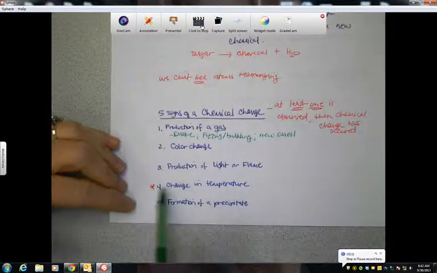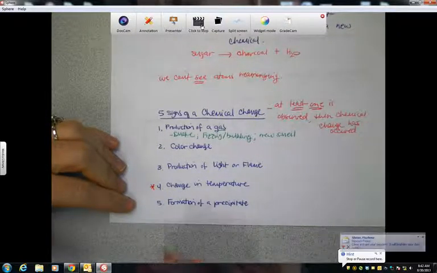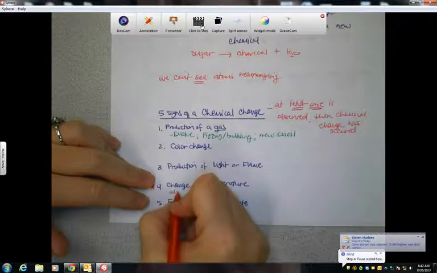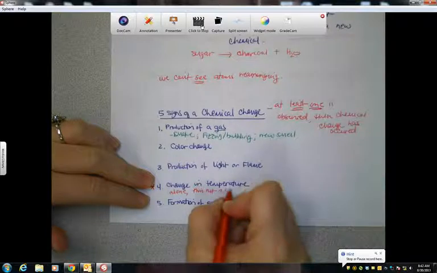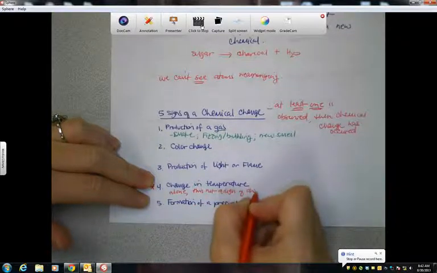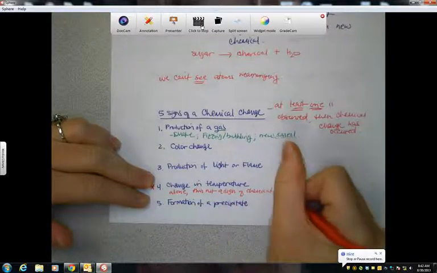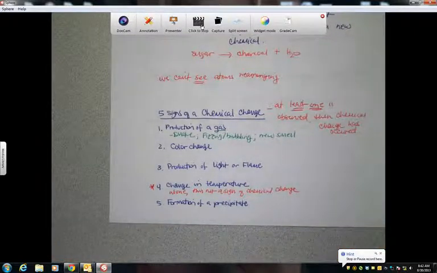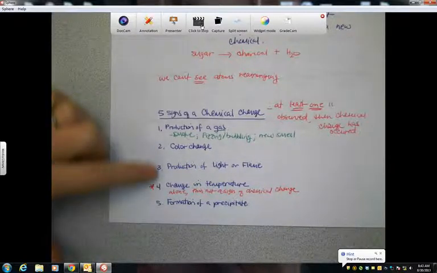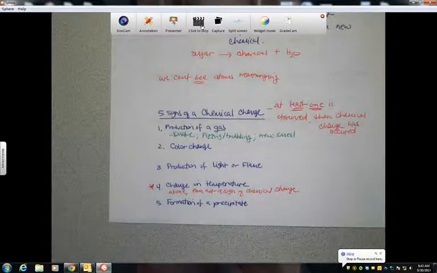Now, the reason I have a star next to change in temperature is because alone, this is not a sign of a chemical change. Meaning that if you mix two chemicals or you react two chemicals and all that happens is there's a temperature change, that doesn't necessarily mean that it's a chemical change. If you see this with any of the others, though, then certainly it's the sign of a chemical change.